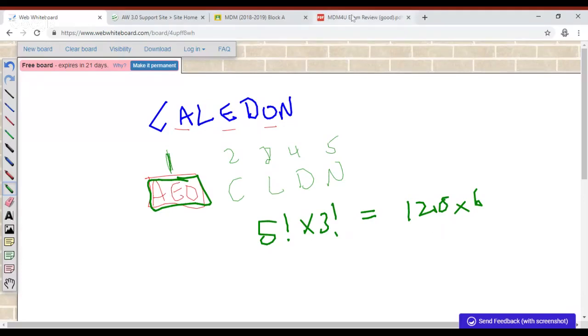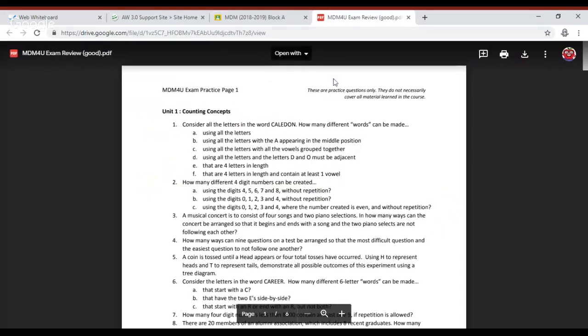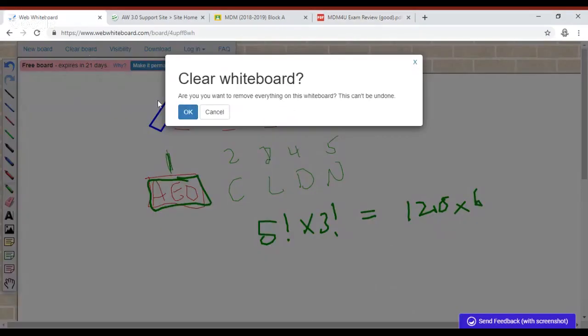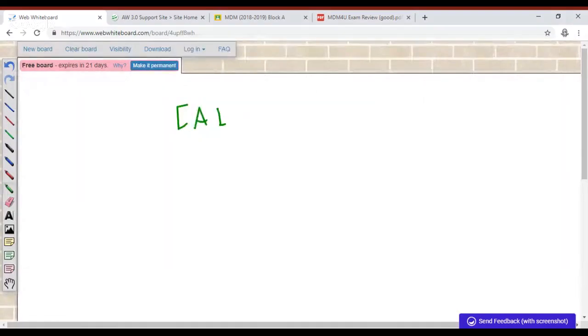1F. There are 4 letters in length and contain at least 1 vowel. So again, if I'm rearranging the letters in the word Kaladin, they're all different. And so I want to create only a 4-letter word out of them. And I must have at least 1 vowel. So, you know, again, we've done so many questions. I hope it's pretty obvious that the opposite of at least 1 is no vowels, and it's going to be way easier to calculate that.